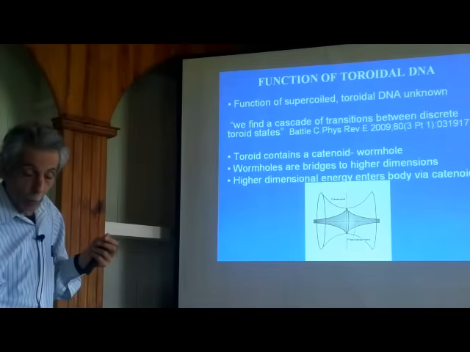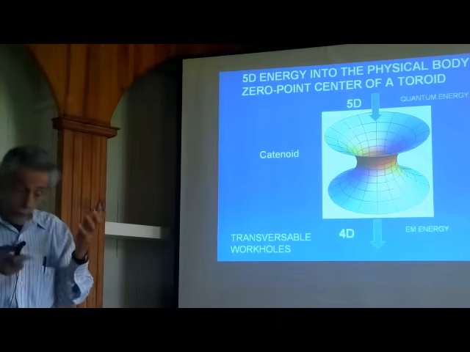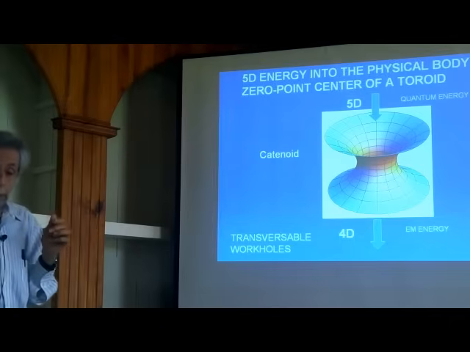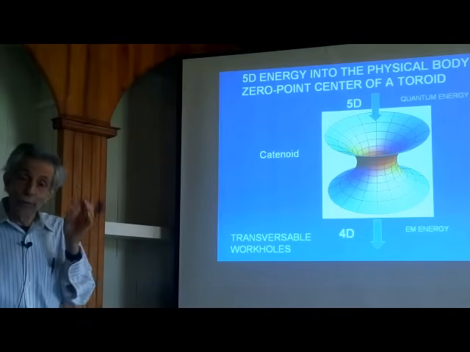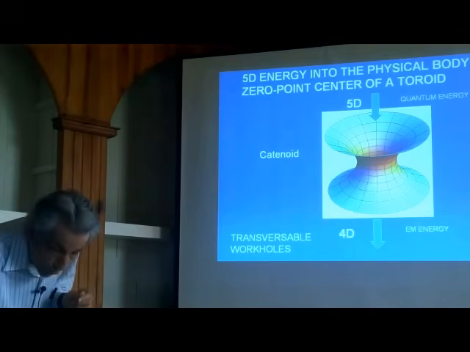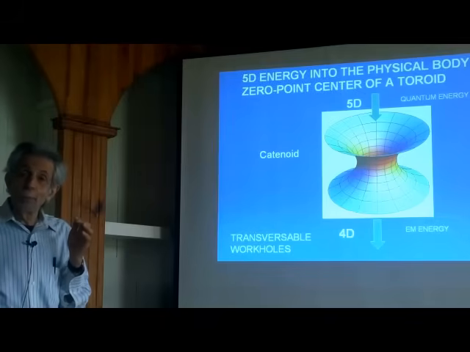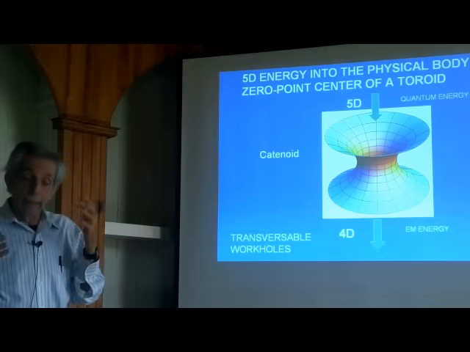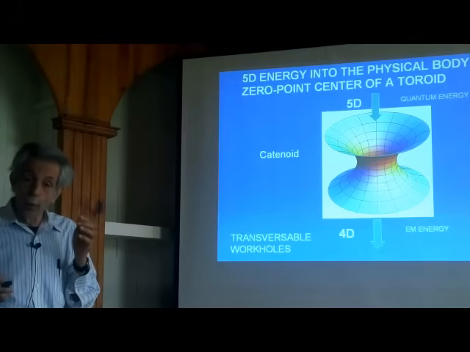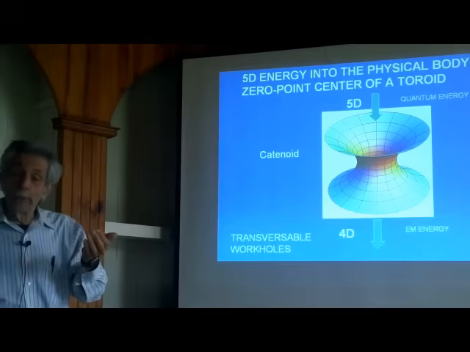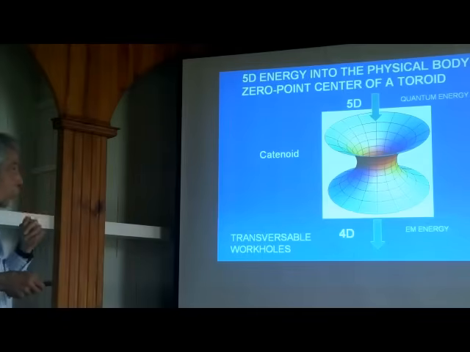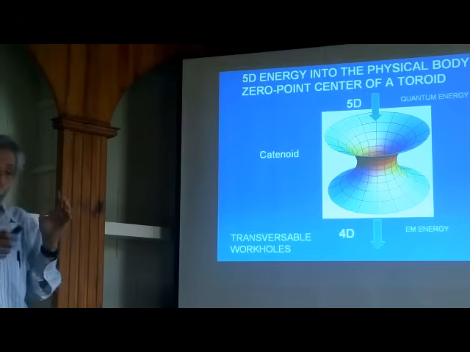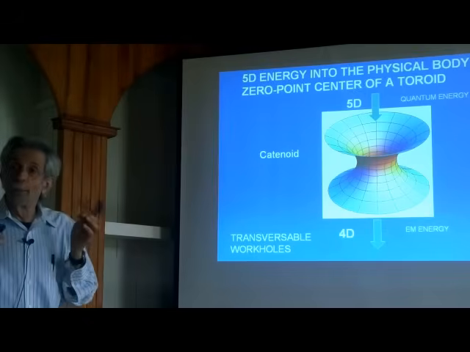And one of the properties of the center of the toroid, which they call the throat in the physics literature, is that they use another term, traversable wormhole. Sorry, typo. Traversable meaning that things can go in one end and out the other end. And what goes in and out is different forms of energy. In the physics literature, they describe how the throat of the wormhole can allow one kind of energy to be converted into another kind of energy. Well, in my world, this is a possible mechanism for converting higher dimensional quantum energy into ordinary four-dimensional electromagnetic energy, which the body can use.